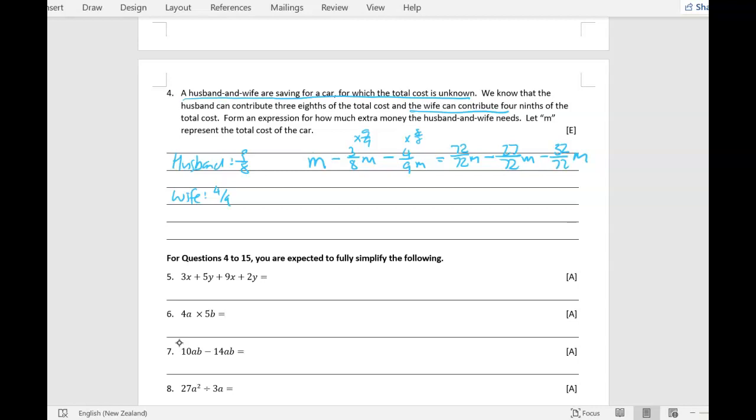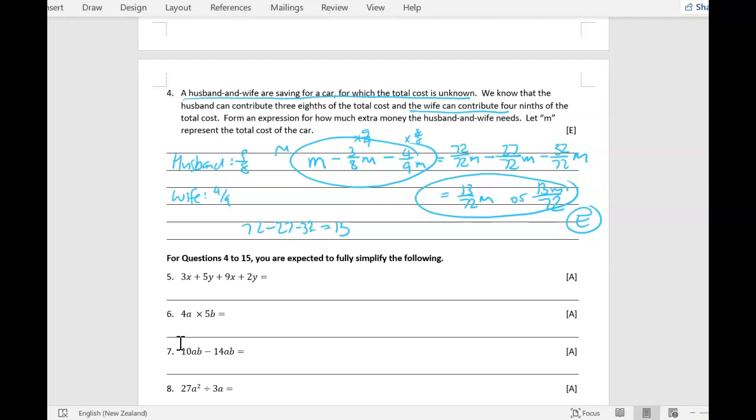Once we've done all that, we've got 72 minus 27 minus 32. That there comes to 13, which means 13 over 72, lots of M, is how much more money the husband and wife need. You also could have written 13M over 72. So if you got one of those fully simplified answers, I gave you an excellence. If you formed this kind of unsimplified version, I gave you a merit. And if you showed me some kind of skill that was relevant, I probably gave you an achieve mark as well. But it was hard to describe when I was giving out achieve marks as well.